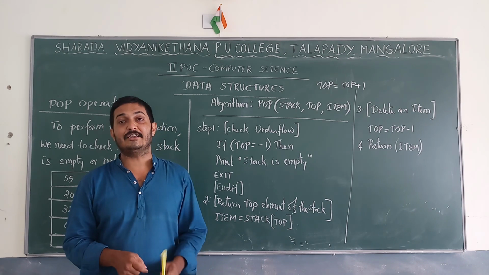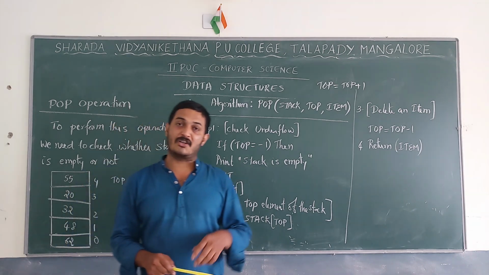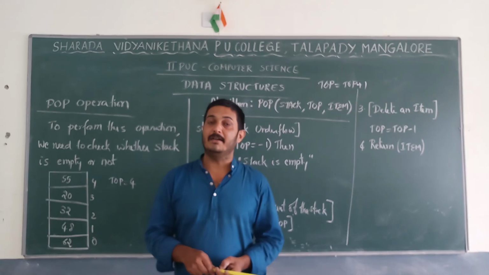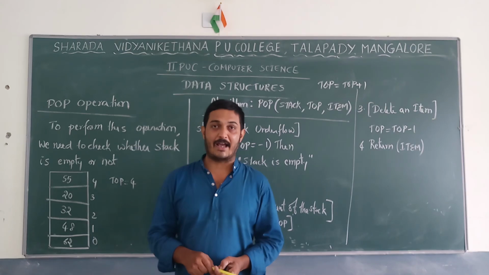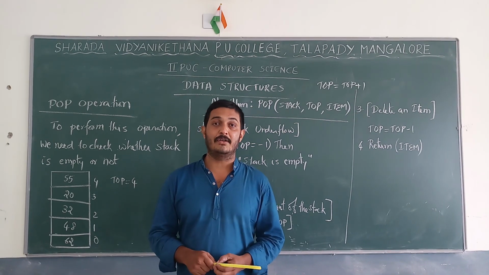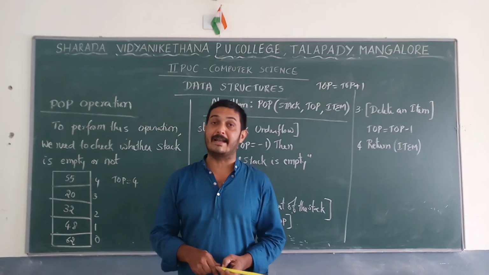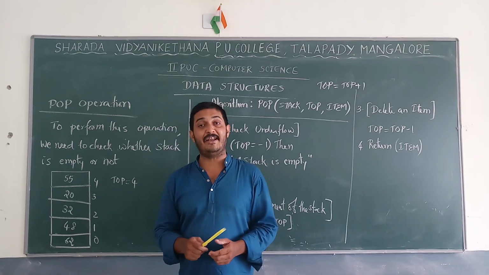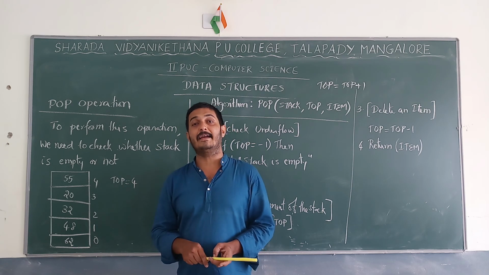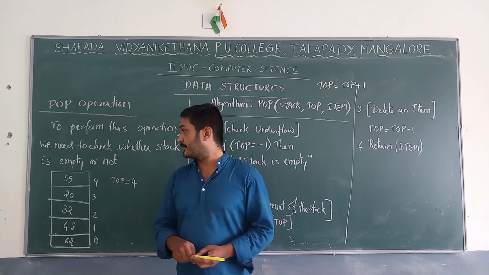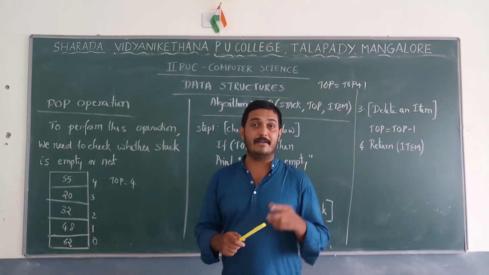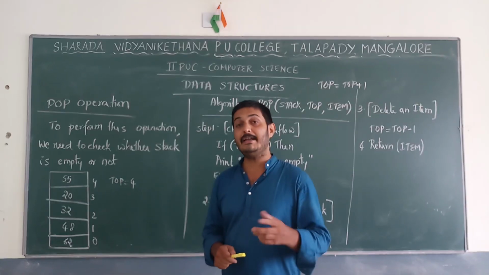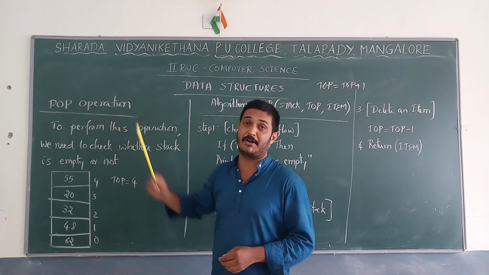The second operation is the pop operation. Last class it was already explained that pop means deleting an element from the stack. Before deleting or removing an element from the stack, we need to check whether that particular stack is empty or not. If it is empty, then the underflow condition holds. So we need to check whether the given stack is empty or not. If it is not empty, only then is it possible to perform the pop operation.